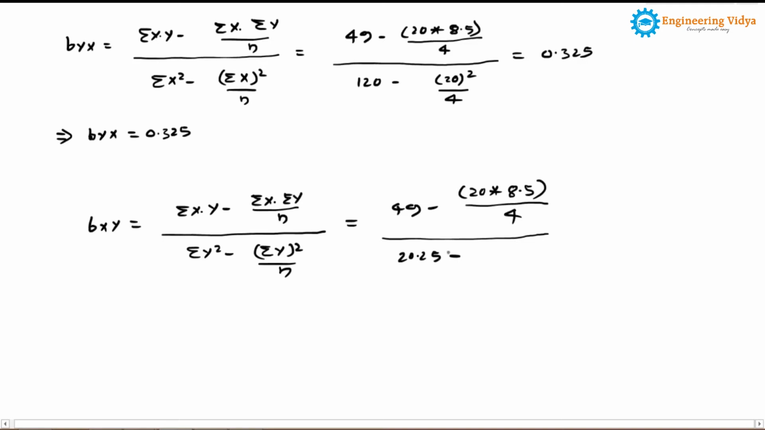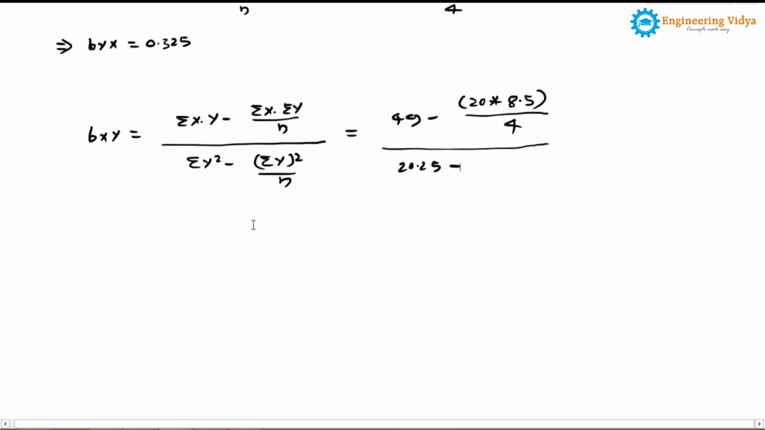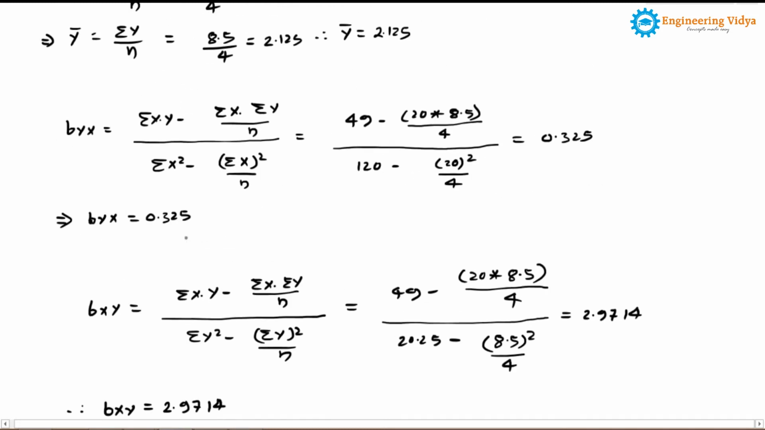minus summation of y. Here summation of y is how much we have? 8.5. So we'll write 8.5 square divided by 4. After the overall calculation, we'll get the value of bxy, which is 2.9714. So here we have calculated byx and bxy.